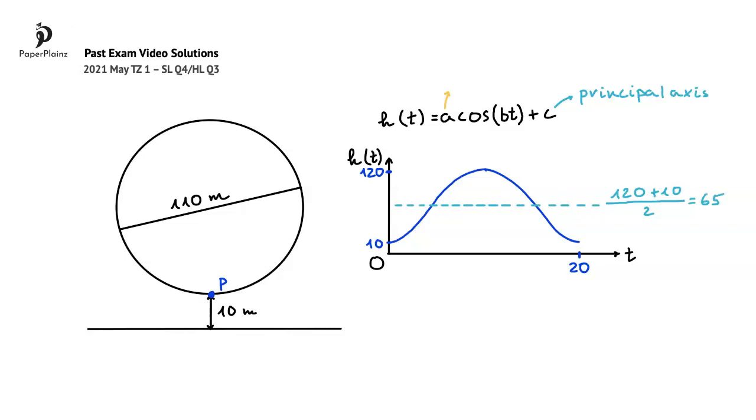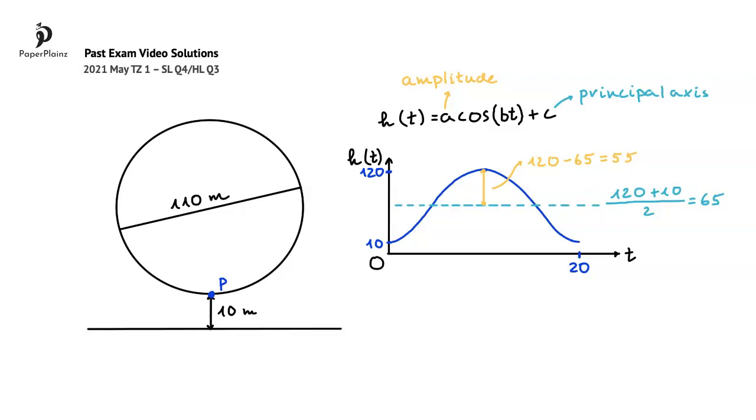The letter a in this equation shows us the amplitude. One way to find the amplitude is to figure out the distance between the principal axis and the maximum point of the graph. So the amplitude on our diagram is here. To find this distance, we'll subtract 65 from 120, which gives us 55. We'll come back to this number when we write down our final answer.